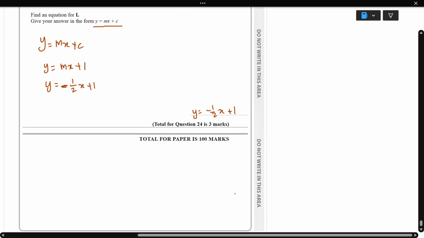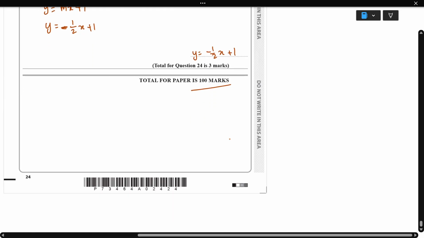Yeah, that's the end of the sheet. So the total mark is given. So yeah, that's last.